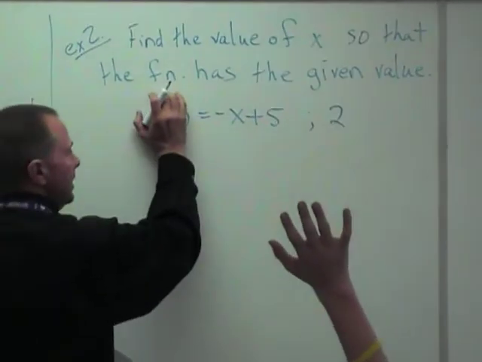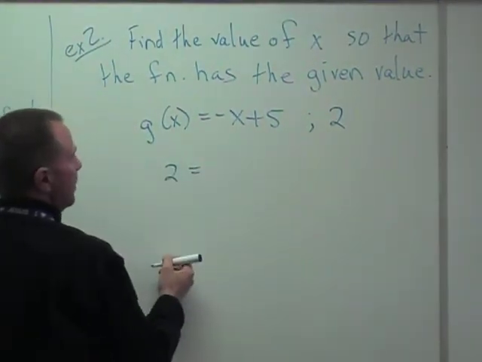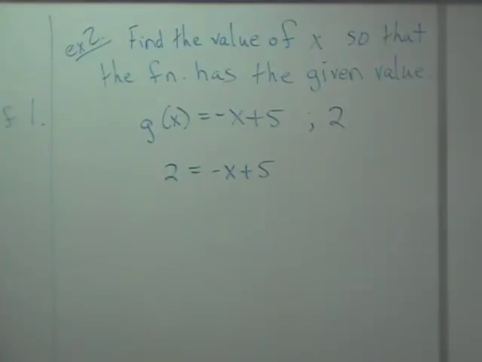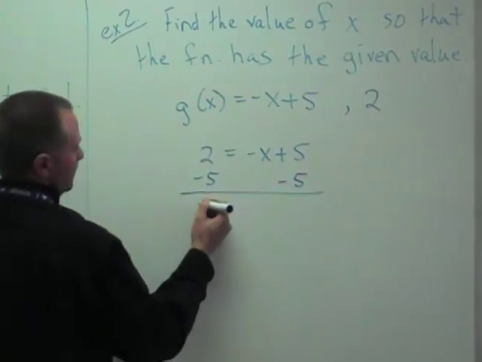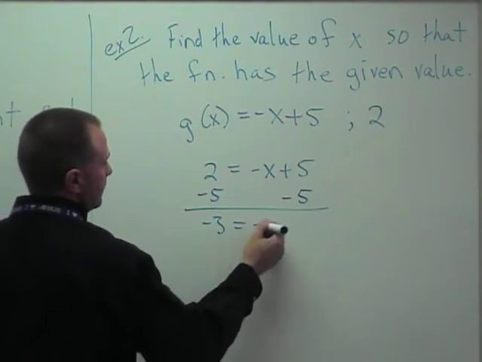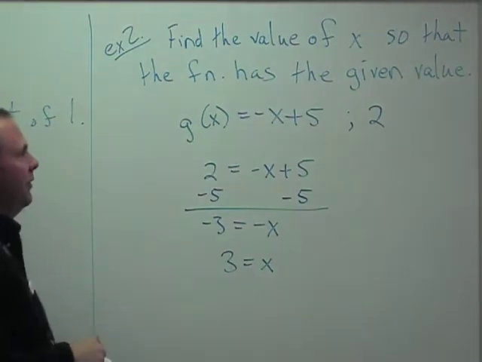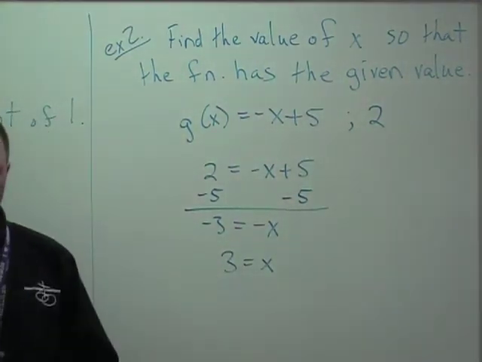So you're going to replace this. This is your y value. And now you're going to solve it. Is that pretty simple? Okay, how do I solve it? Sophie? Subtract 5. Good job. What do you get? Equals -x. So what's x equal? 3. Good. So when the function is 2, my x value is 3.